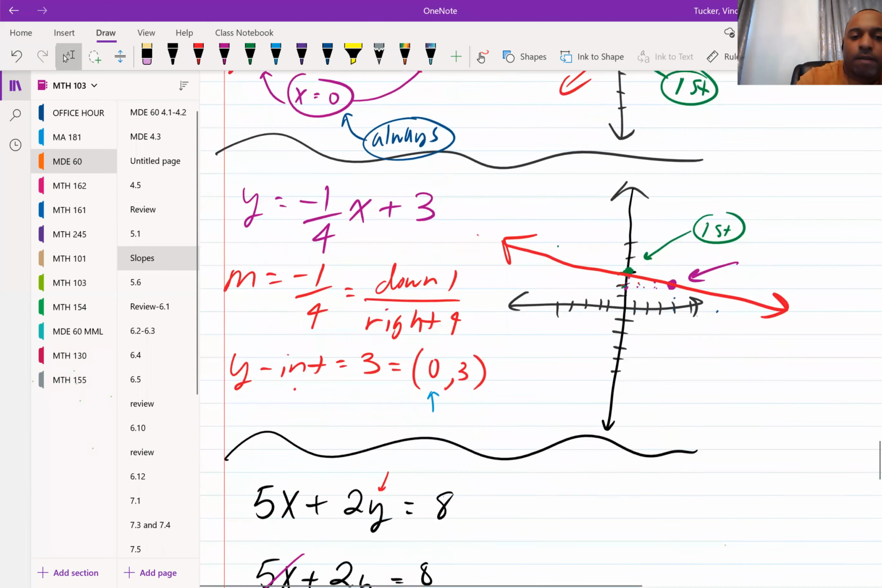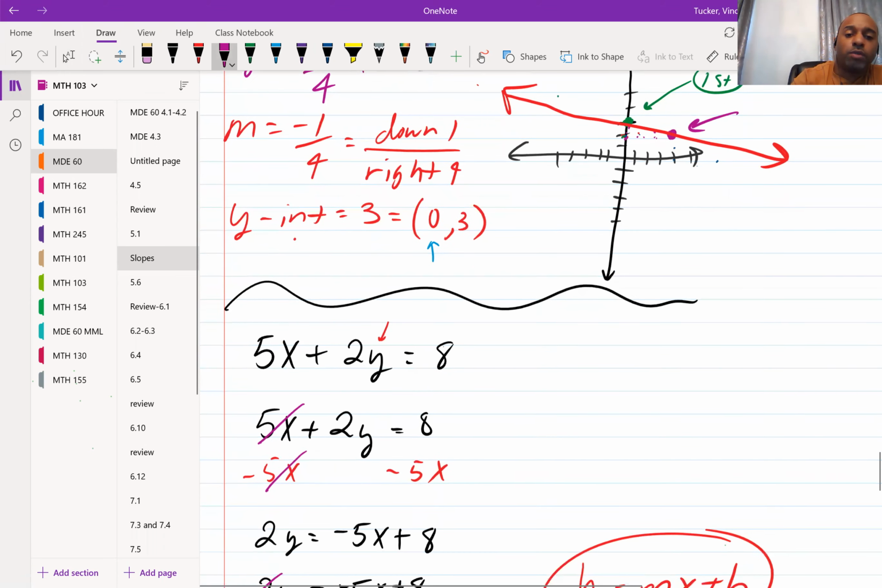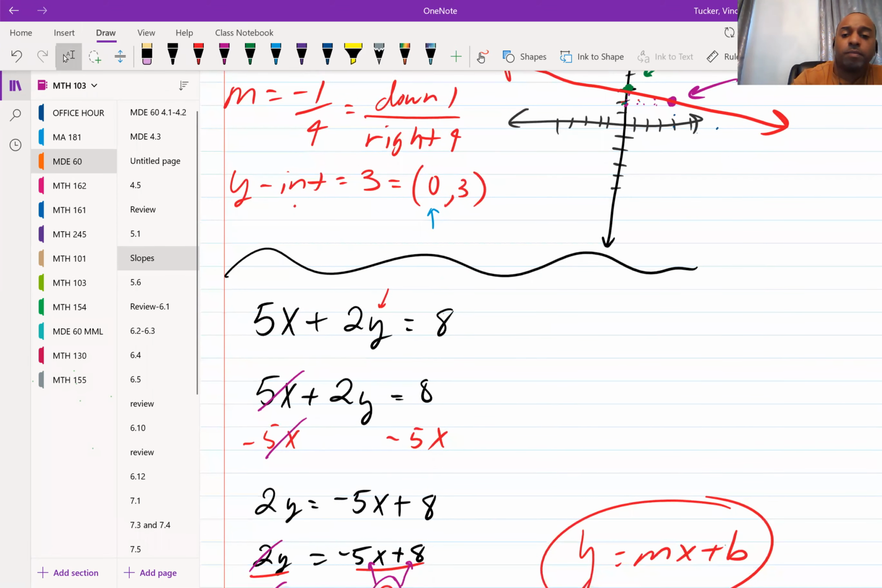All right, so 5x plus 2y equal to 8. The previous two had our equation solved for y already. If your equation is not solved for y, then you do need to do that if you're going to use this method of graphing. So we have 5x plus 2y equal to 8. Y is right here. We need to get this y by itself. So the first thing we would do is subtract 5x from both sides.